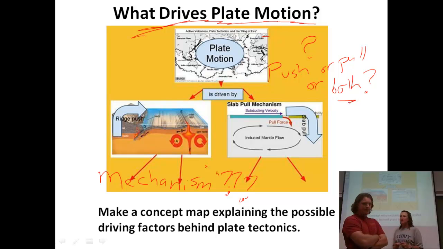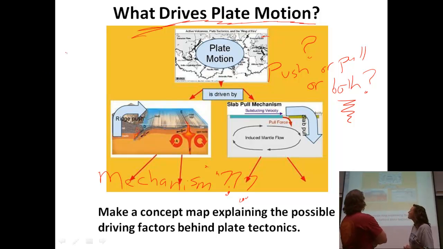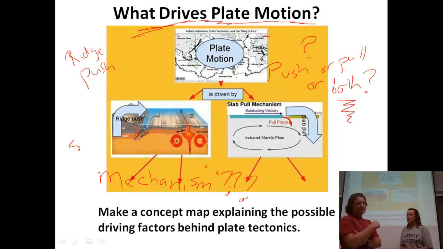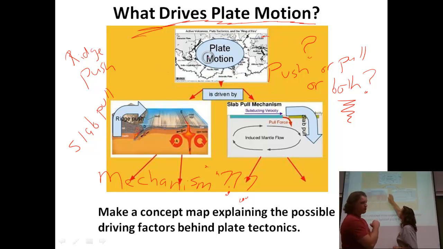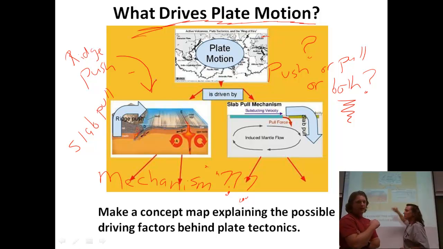But let's talk a little bit about the two main ideas, ridge push and slab pull. All right, so let's take a look at these pictures over here. What we want you to do is make a concept map explaining the possible driving factors behind these, and we're going to talk about that here. Way up at the top, we've got our plate motion, and then we have our two driving mechanisms illustrated here. On the left is ridge push, and on the right we have our slab pull mechanism. Those are a little bit different.